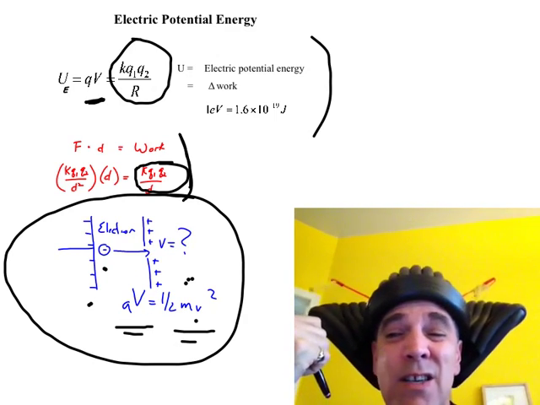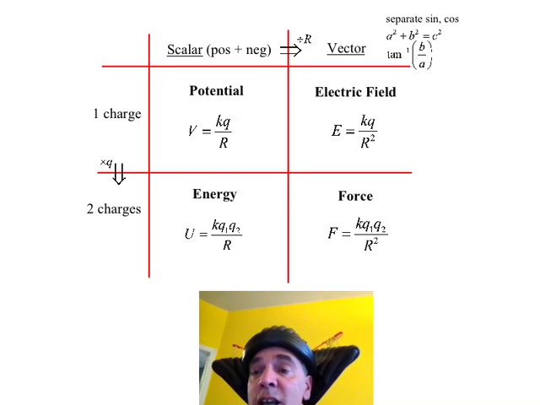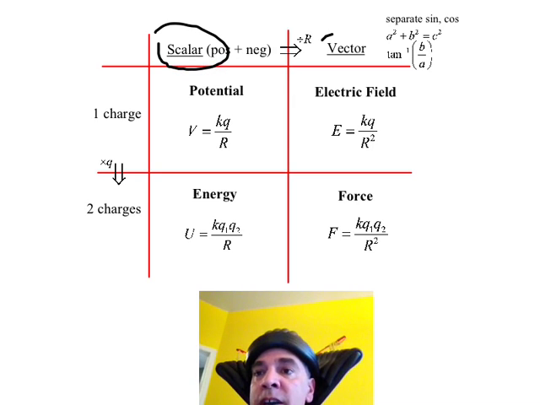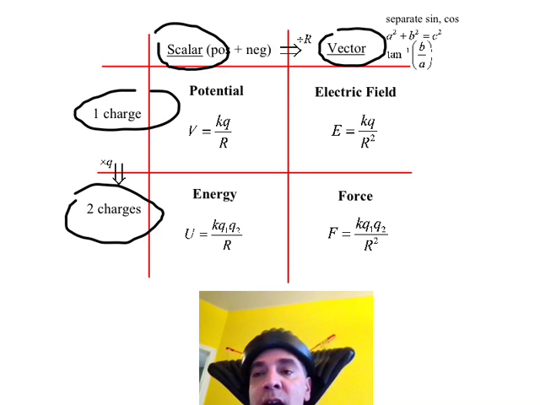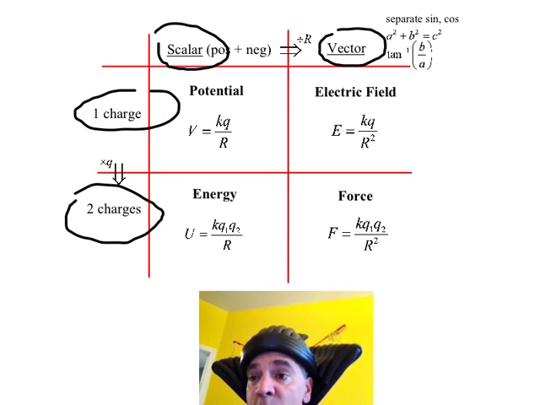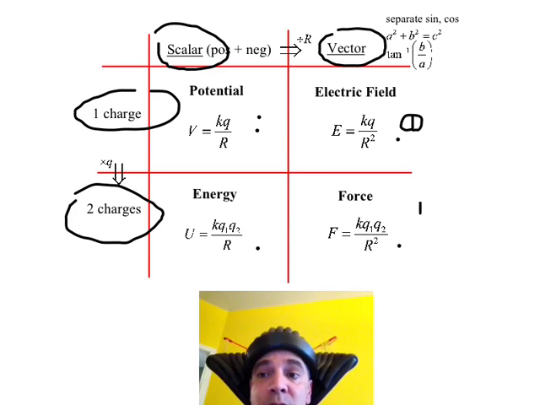Yeah, and these k's and Q's and r's are getting a little confusing. So we make a little chart to help us out with that. And we make a little four square thing. Notice this says scalar here. This one's vector. We have one charge and two charges, so we can keep them straight in our head. And we know that the two vectors are force and electric field. And both of those have r squareds in them. So r squareds go with vectors. Potential and energy are both scalars. And those only have an r in them instead of an r squared.